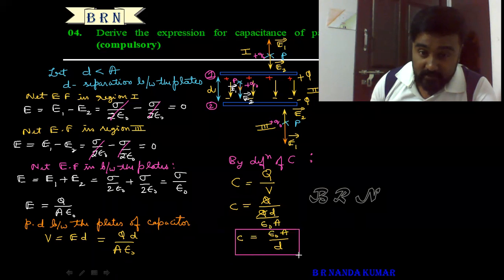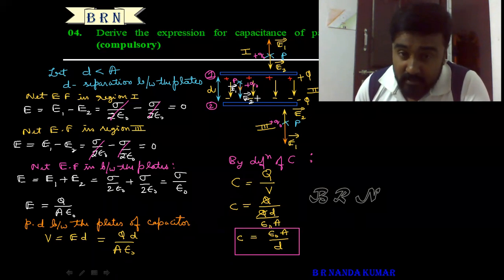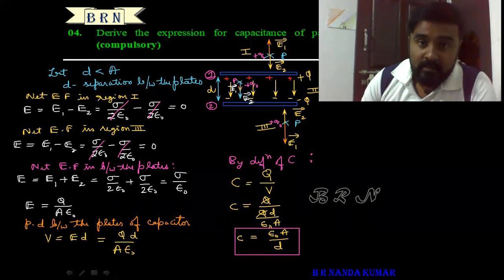Parallel plate air capacitor. So in the presence of dielectric medium, C_d is equal to epsilon naught epsilon_r A by d. This is a fourth very important three-mark derivation.